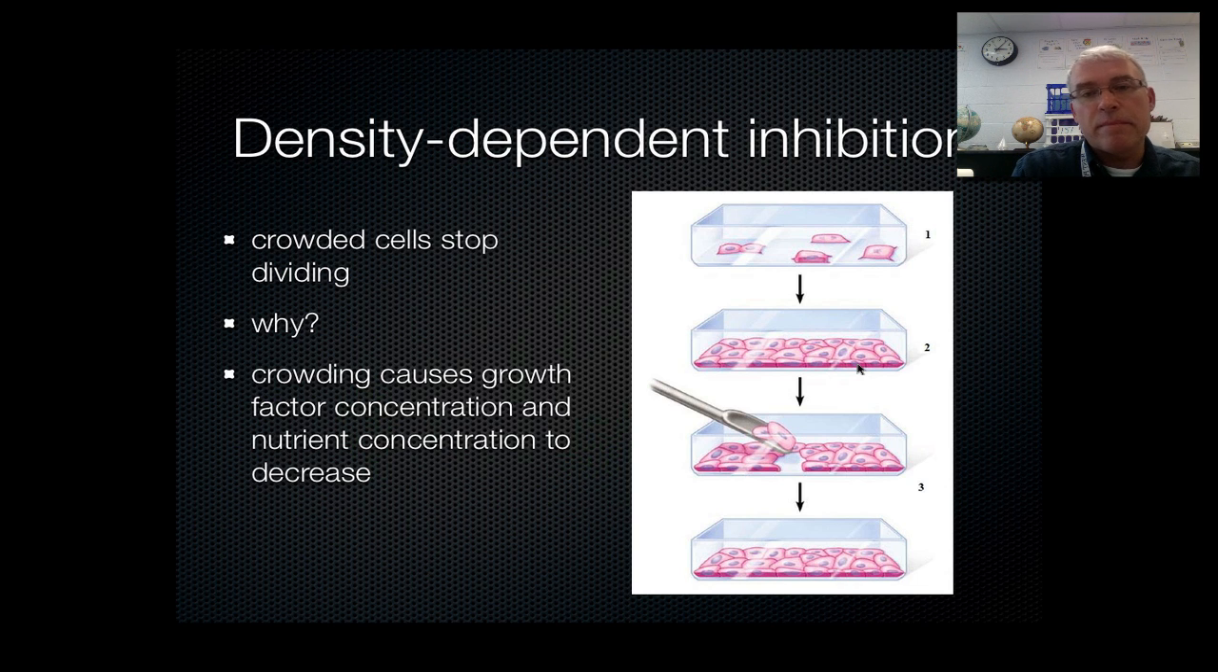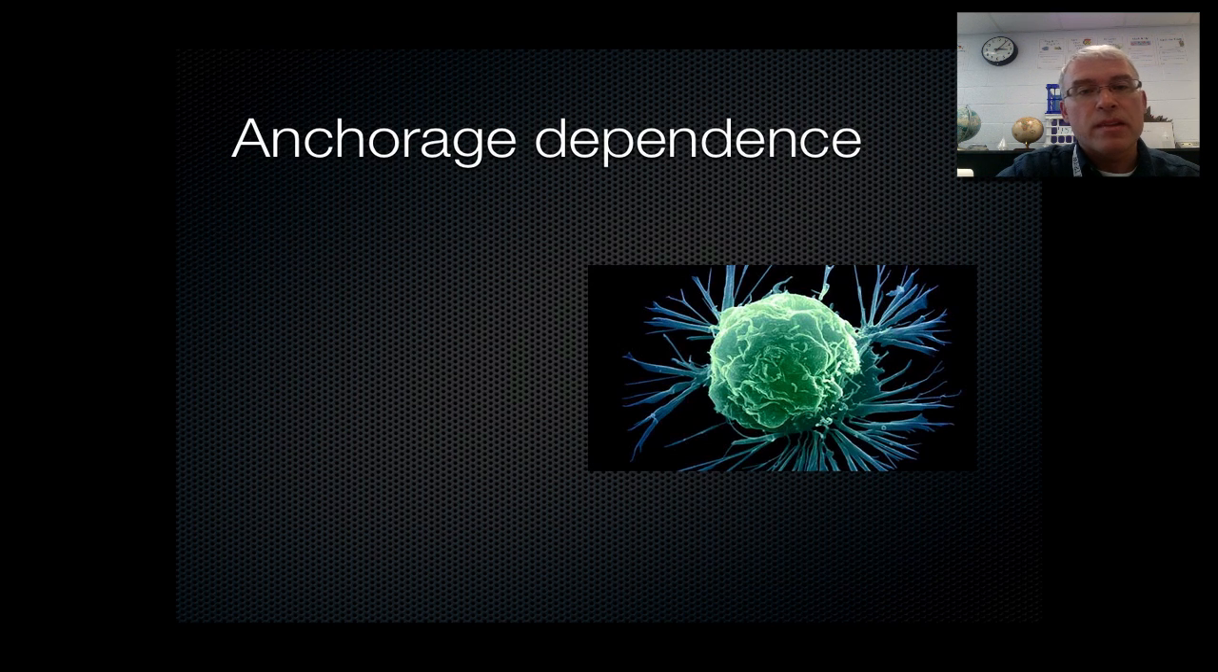Everybody stop dividing. If you take some cells out, the remaining ones are able to recognize there's some space, some extra nutrients, some extra growth factors here. Everybody, or at least the ones close by, start dividing to fill the gap. It kind of makes sense. So cell division is switched off by crowding in normal tissues.